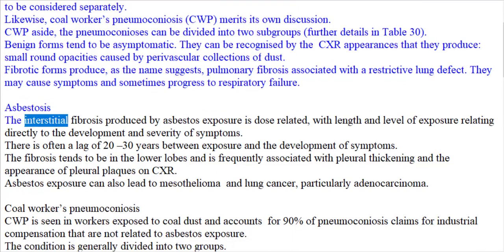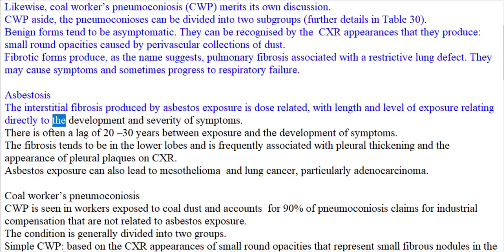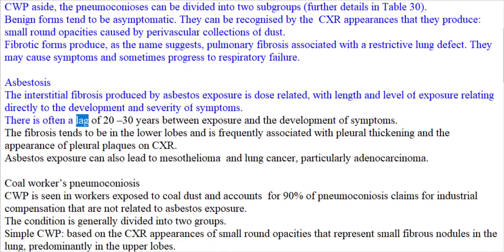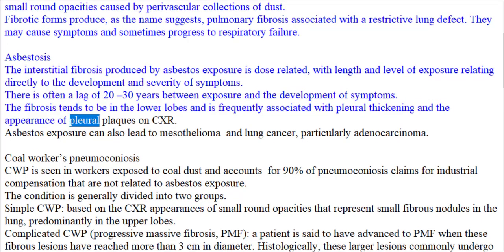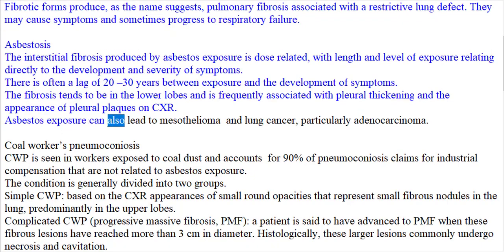Asbestosis. The interstitial fibrosis produced by asbestos exposure is dose-related, with length and level of exposure relating directly to the development and severity of symptoms. There is often a lag of 20–30 years between exposure and the development of symptoms. The fibrosis tends to be in the lower lobes and is frequently associated with pleural thickening and the appearance of pleural plaques on CXR. Asbestos exposure can also lead to mesothelioma and lung cancer, particularly adenocarcinoma.